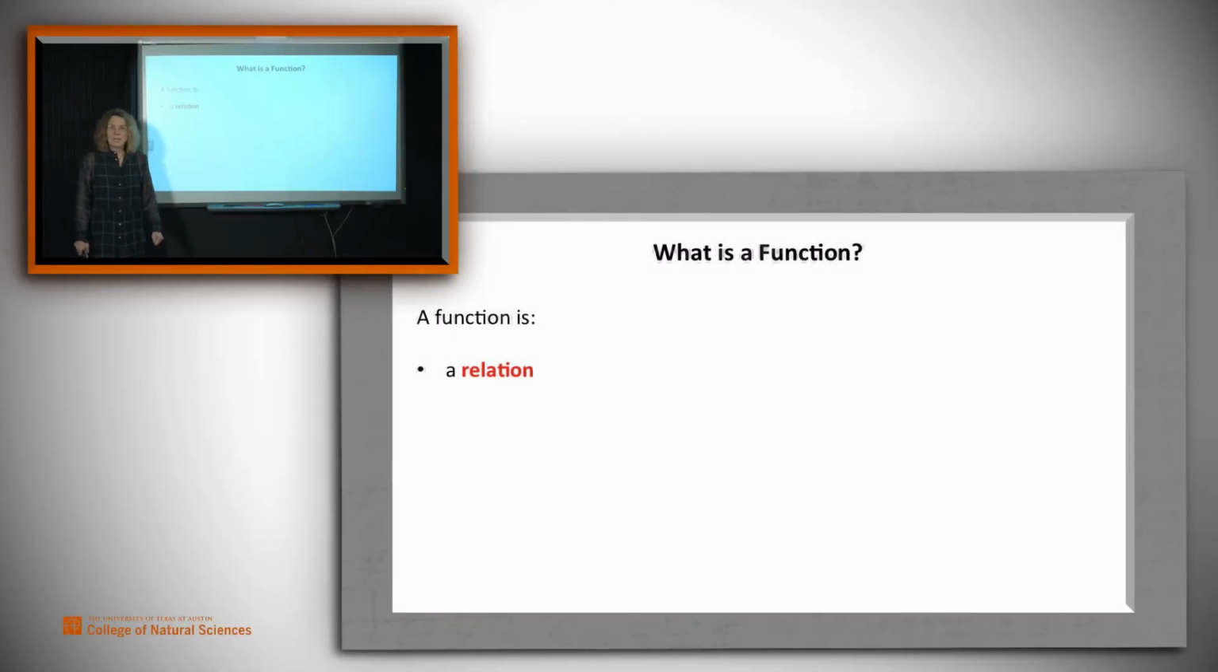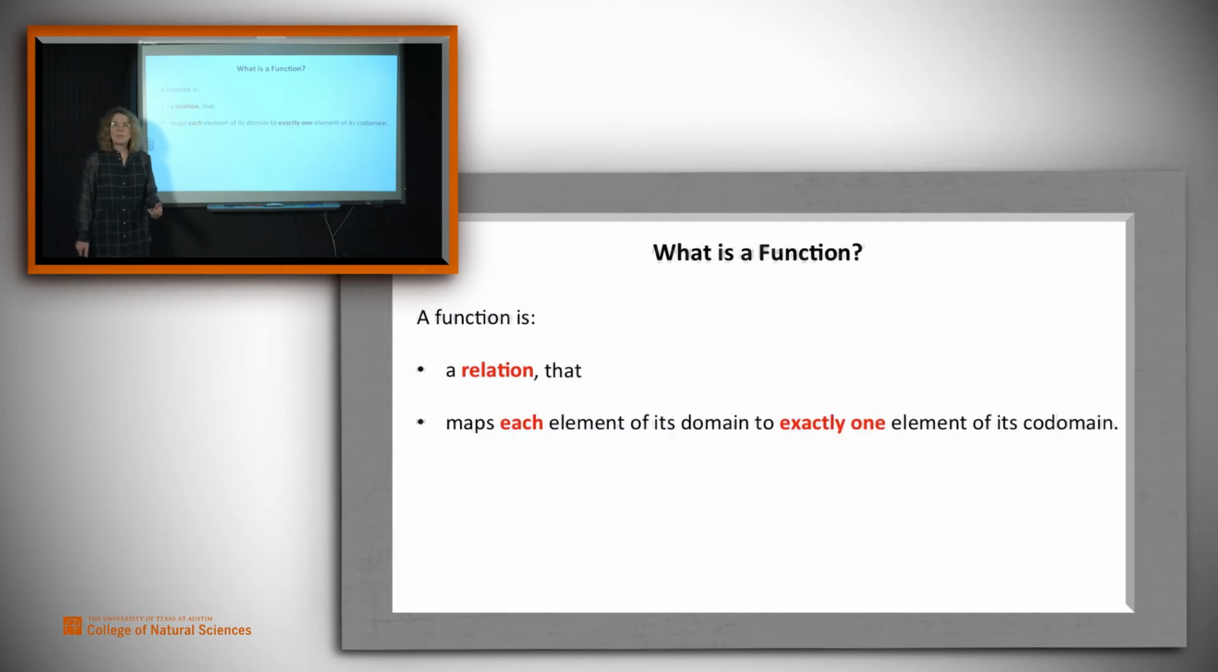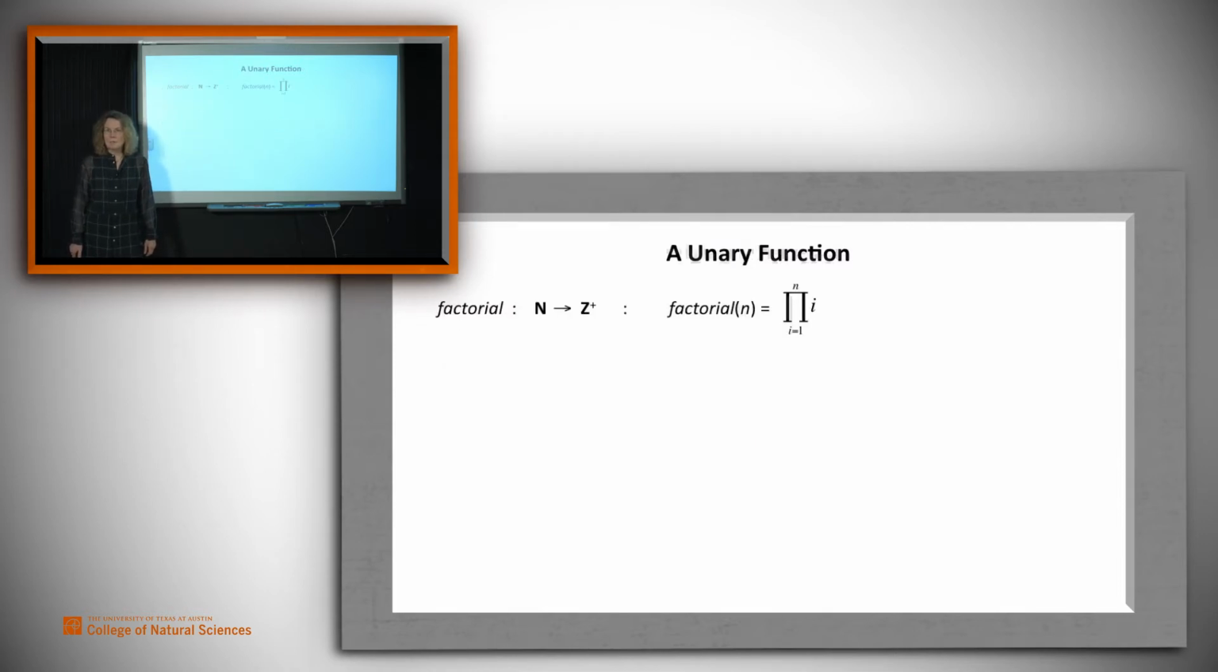A function is a relation with a special property. It's a relation that maps each and every element of its domain to exactly one element of its codomain. The idea of a function is important to a great deal of mathematics, and it's also important to programming. Let's look at some examples.